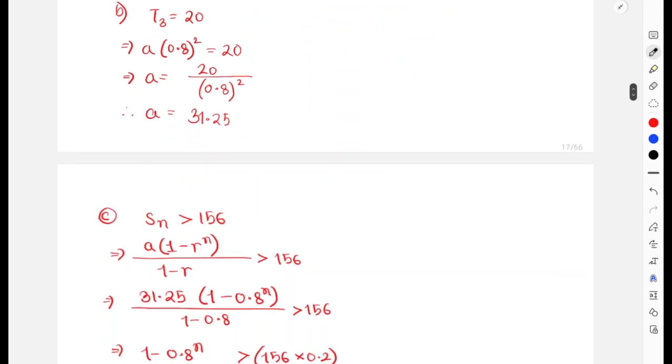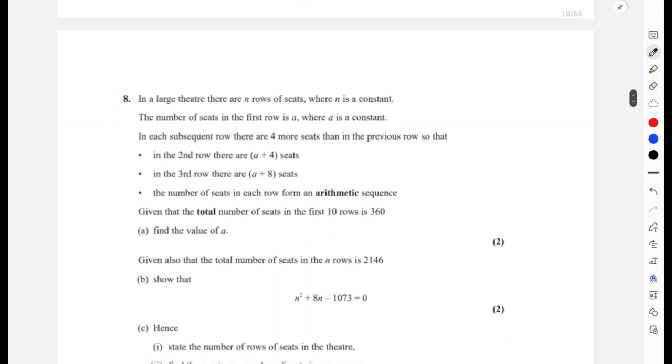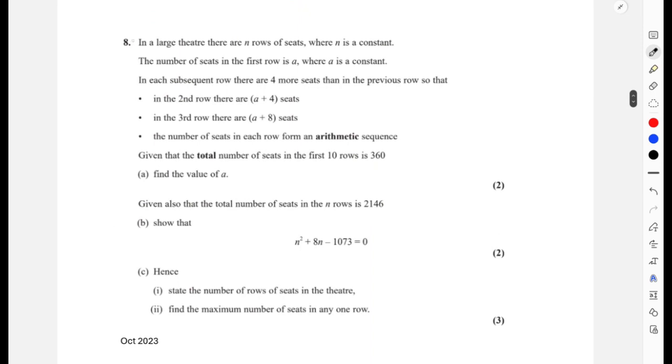We will now move on to your next part, this one. Okay. In a theater, in a large theater, there are n rows of seats where n is a constant and the number of seats in the first row is a, where a is again a constant. Each subsequent row, there are 4 more seats than the previous row. That means what? If there are n rows of seats, for the first row, they have a number of seats. In the second row, they will have a plus 4 number of seats.